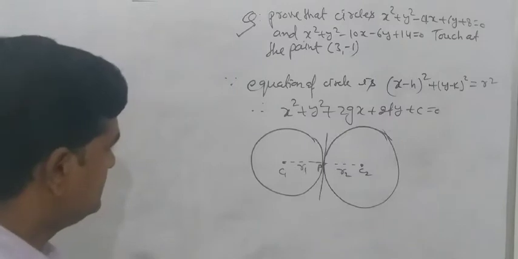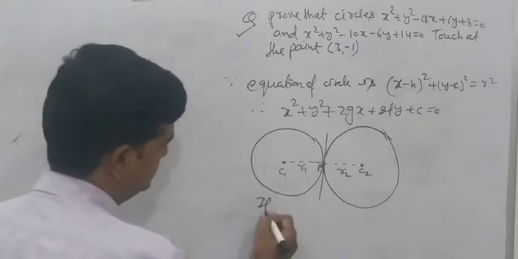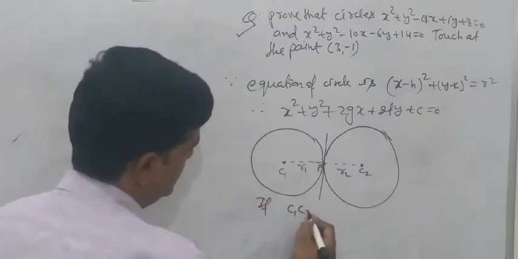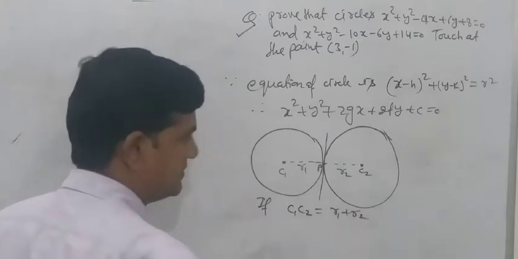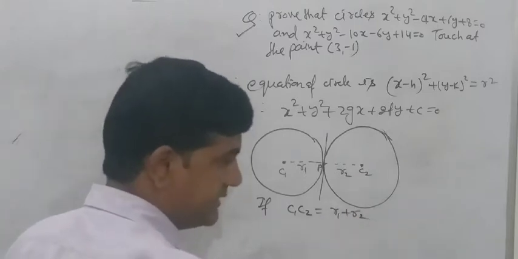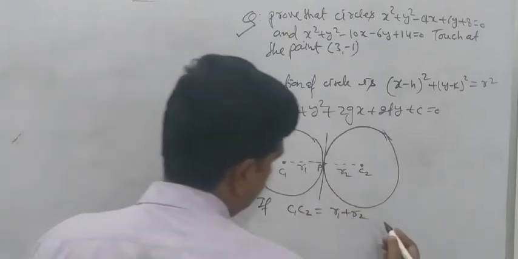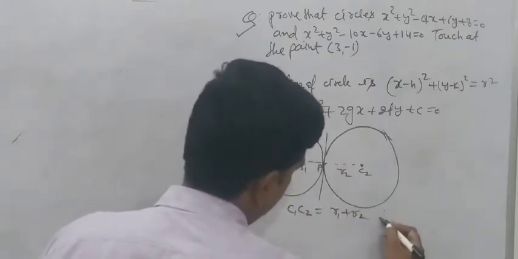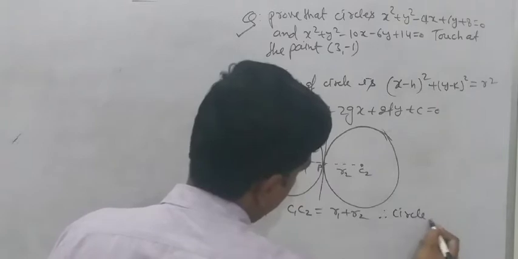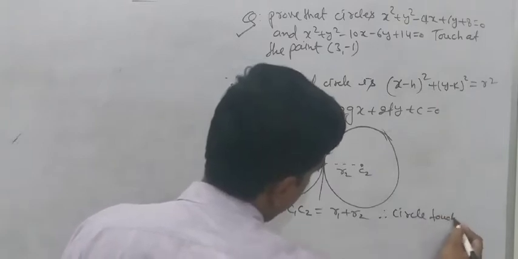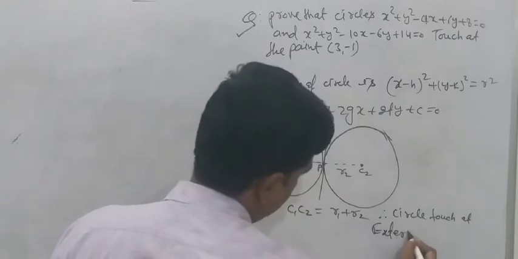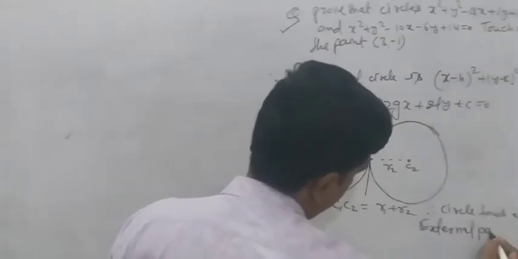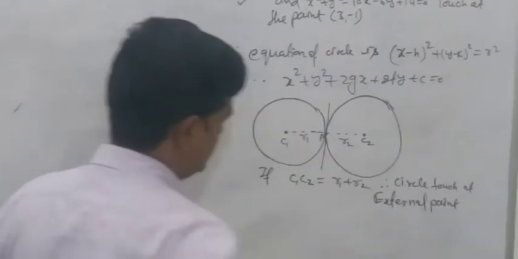Understood? If C1C2 is equal to R1 plus R2, then the circles touch externally, that is, the circles touch at an external point. Understood?